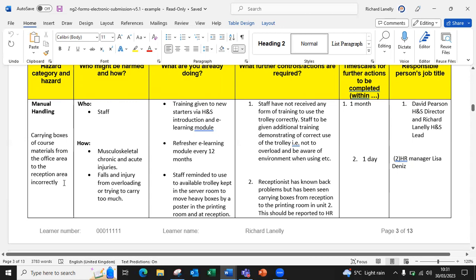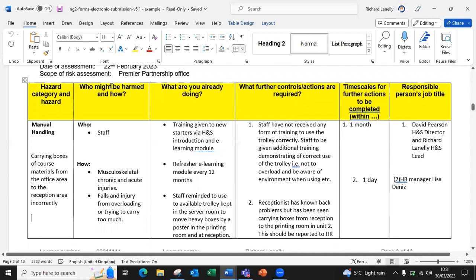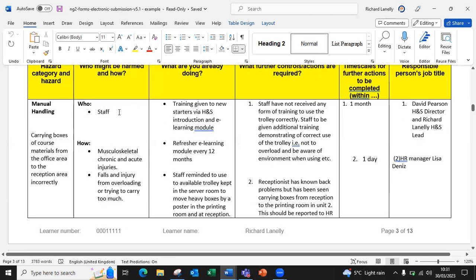That's it. That's all we want for that. A nice clear label, just so we know what the problem is. I would make a nice little, so it says who might be harmed and how. Who? Staff. So basically, you wouldn't expect visitors or contractors to be carrying stuff around. It's really just staff that we need to be worried about.